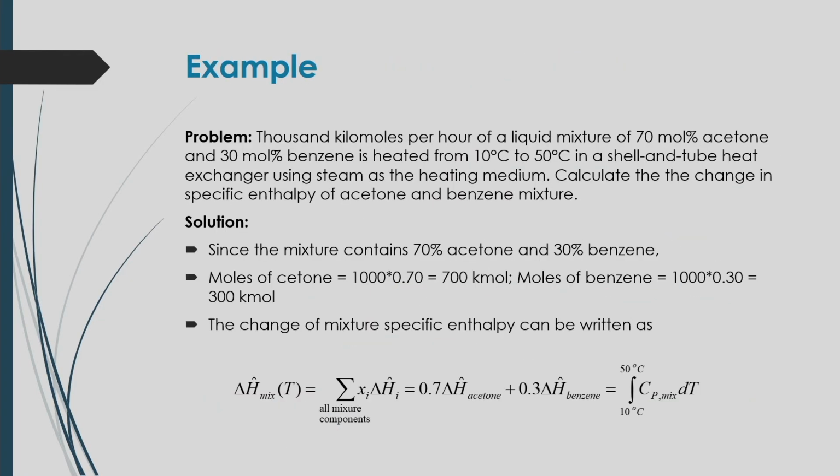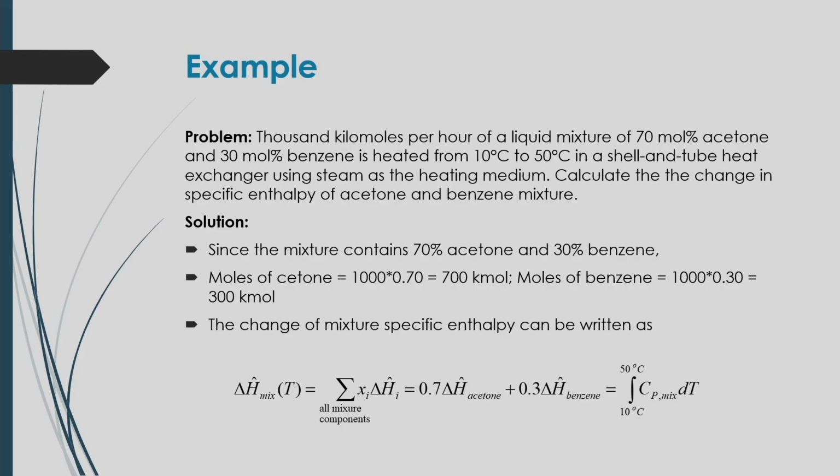Let us do an example here. Let us say that 1000 kilomoles per hour of a liquid mixture of 70 mole percent acetone and 30 mole percent benzene is heated from 10 degrees Celsius to 50 degrees Celsius in a shell and tube heat exchanger using steam as the heating medium. In this case, you have to calculate the change in specific enthalpy of the acetone and benzene mixture.